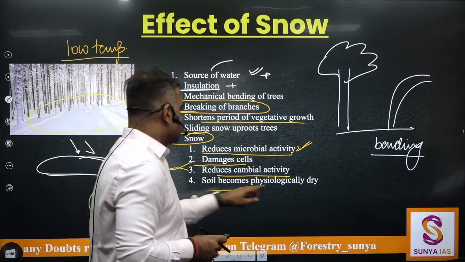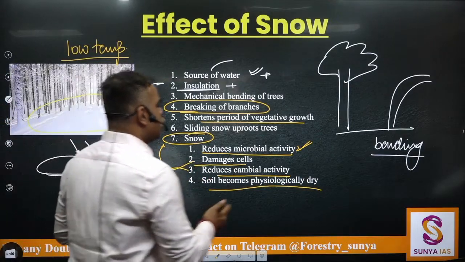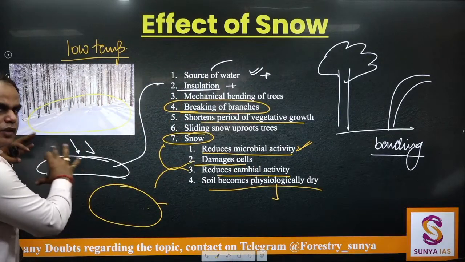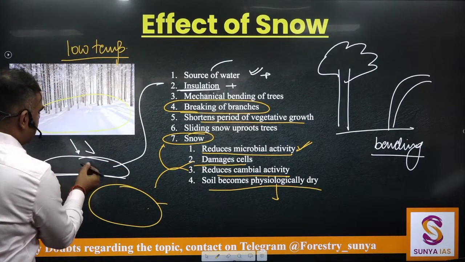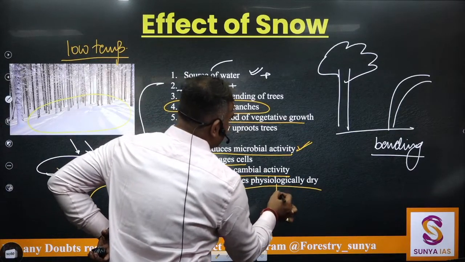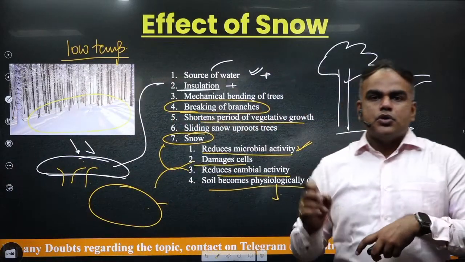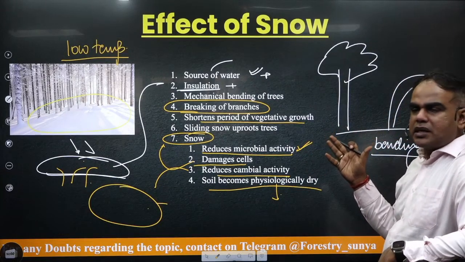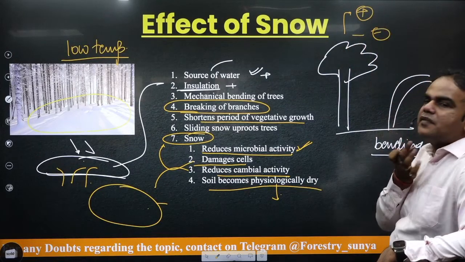Okay, and then even the soil becomes physiologically dry. Because of the layer of snow that is going to be present, the penetration of sunlight, and some of the important minerals may not get properly percolated, so the soil can become physiologically dry because of this presence. This can also be the effect of snow. So again, whenever you get a question like this, be it the effect of wind or snow, etc., you have to write down certain positives and also certain negatives.